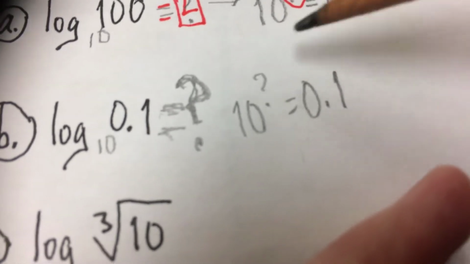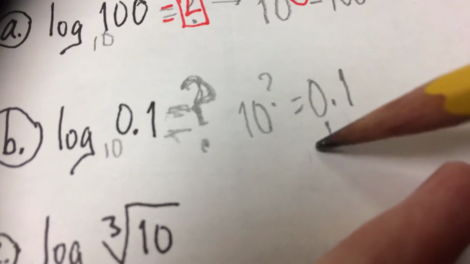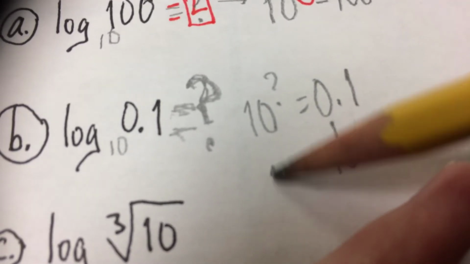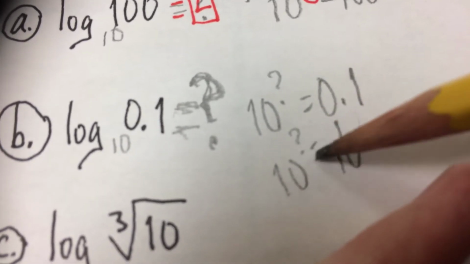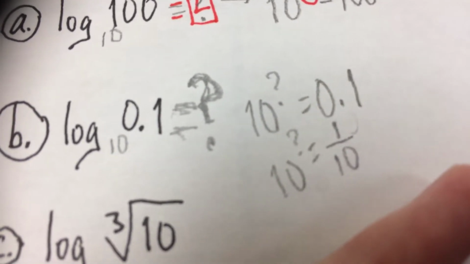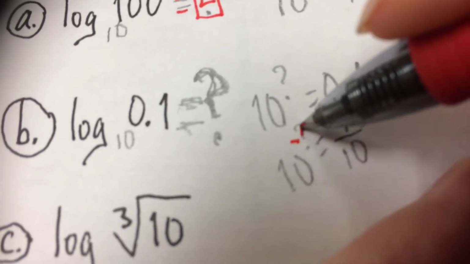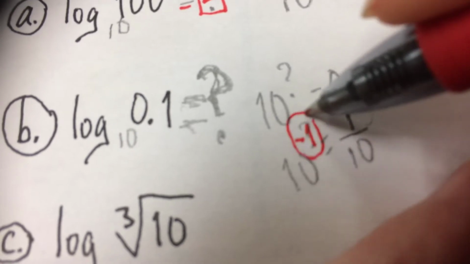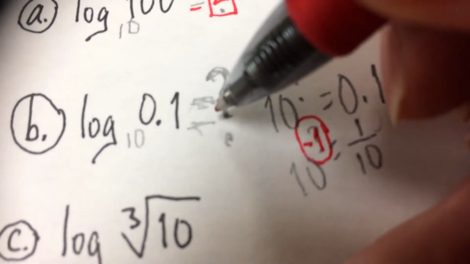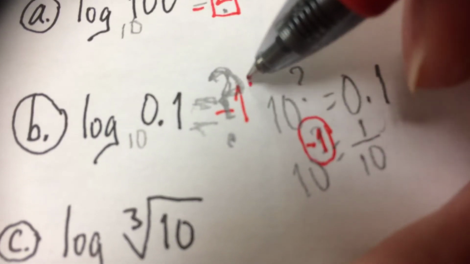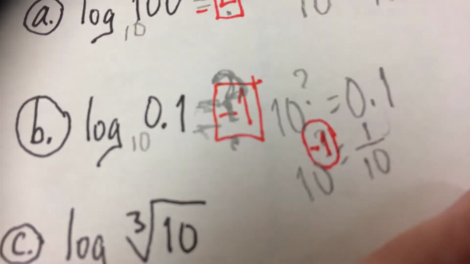So we look at 10. What power of 10 will give us that? Well, 0.1 is the same thing as 1/10. So whatever power it is would have to move the 10 down to the denominator, which means it would have to be a negative power. So it's going to be -1. 10 to the negative first power is 1/10. So that means the answer of our log is -1.